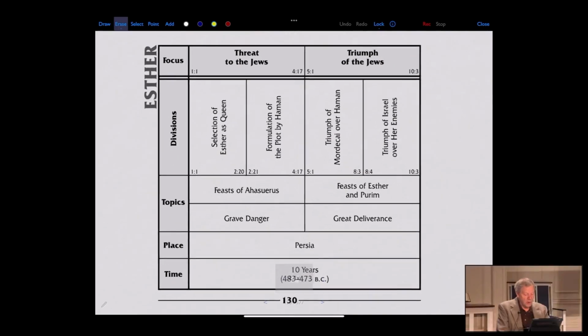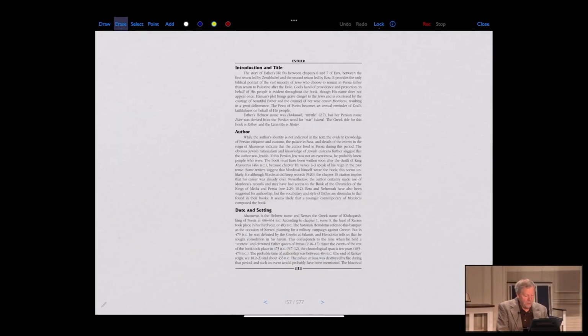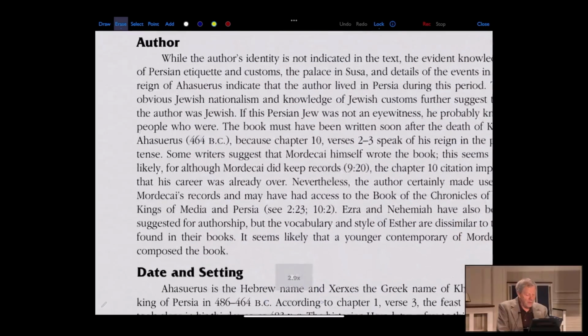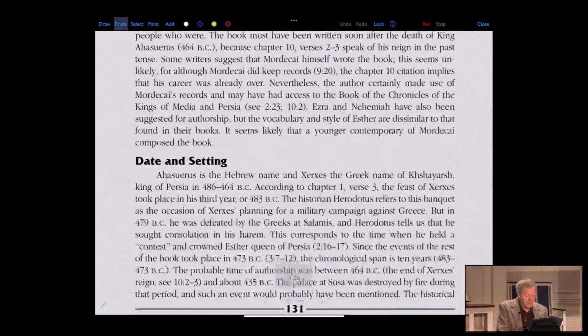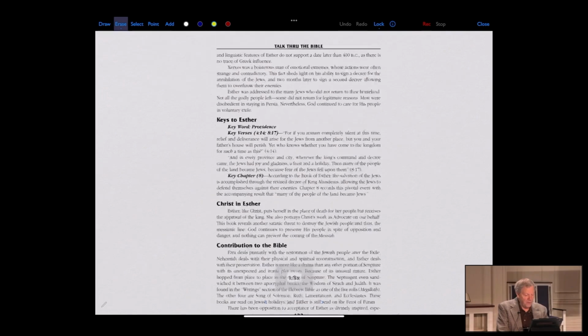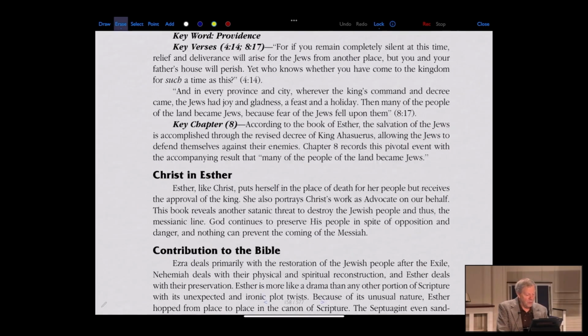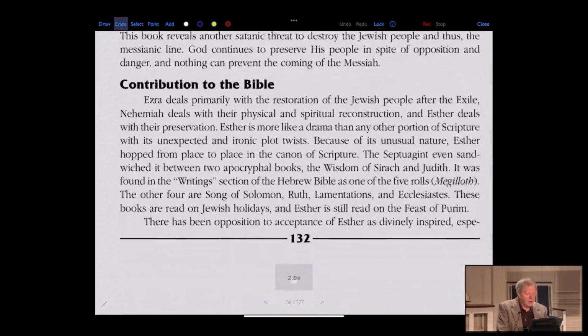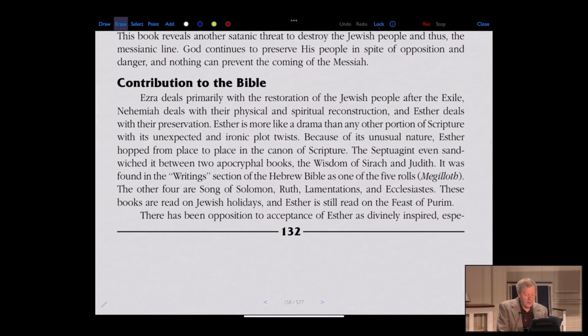And then there's a chart, followed by, always the same thing, introduction and title, followed by the author, a word about that, the date and the setting, and then the keys to the book: keyword, verses, chapter, Christ. How is Christ seen in each book of the Bible? I actually did a little booklet, Jesus in the Bible, now out of print, for Thomas Nelson, but how is he seen in every book of the Bible? And then, what's the unique contribution that this book makes to Esther?